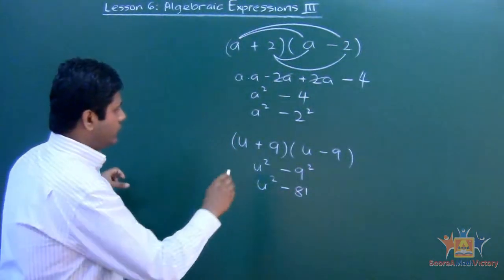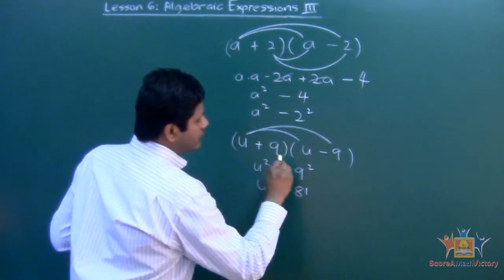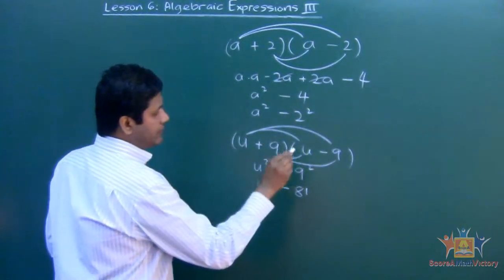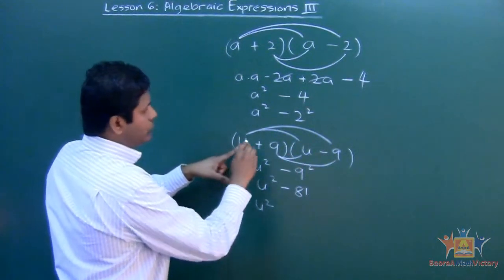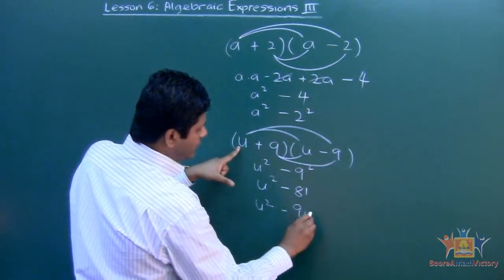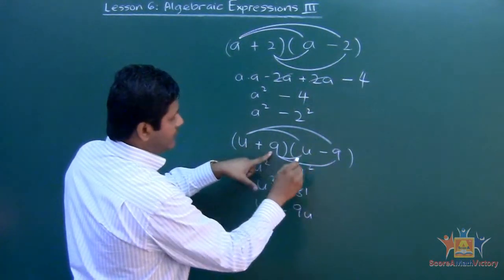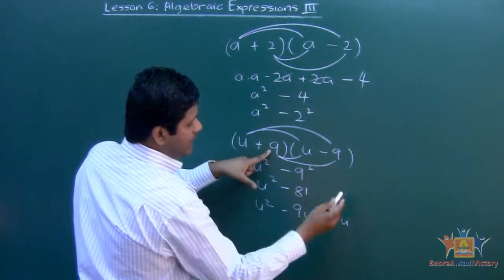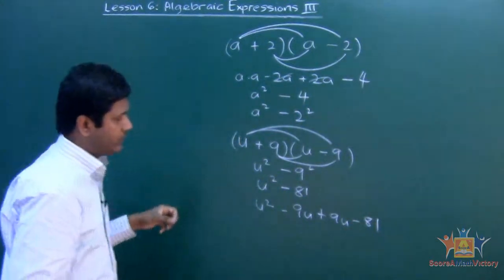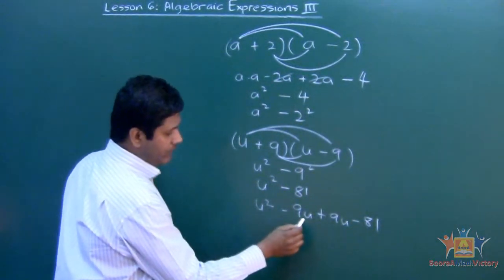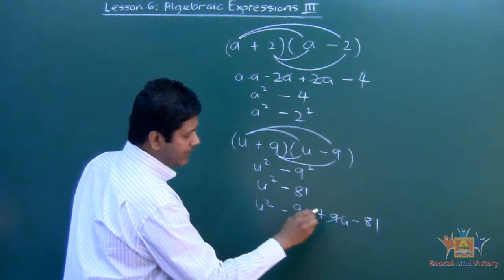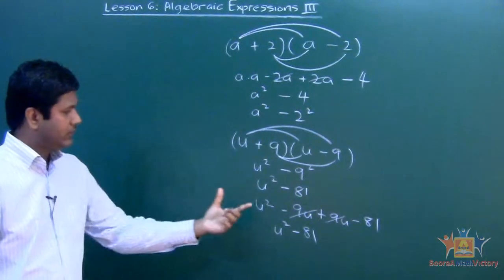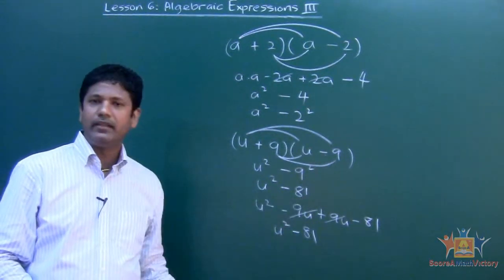Let's prove it, okay? So we're going to use the shooting star approach from top and bottom, which forms a sleeping moon, alright? So u times u, u squared. u times negative 9, negative 9u, okay? Positive 9 times u gives me positive 9u. Positive 9 times negative 9 gives me negative 81. See that? Now look at this. Negative 9u plus 9u cancels out. Left is what? u squared minus 81. u squared minus 81. Right there.